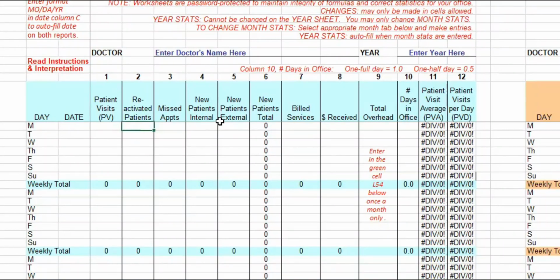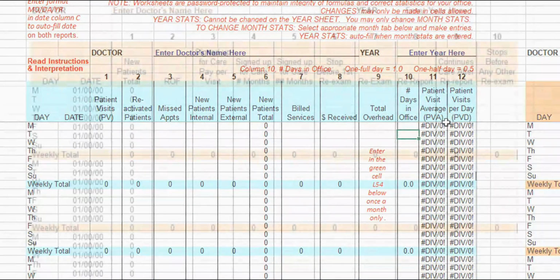So we put down the number of missed appointments, the number of new internal patients that came in today, the number of new external patients that came in today, and then that will total out how many new patients in total. Billed services, money received, total overhead, we put in one number at the end of the month. And then number of days in office, where 0.5 is a half day or 1 is a full day. And then it will figure these numbers out for you.